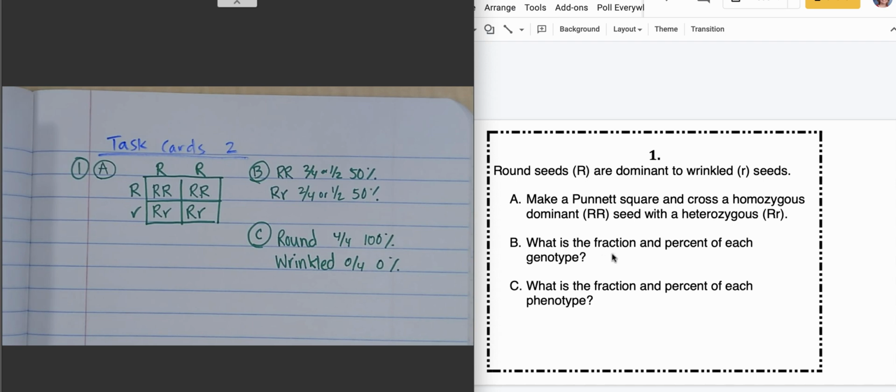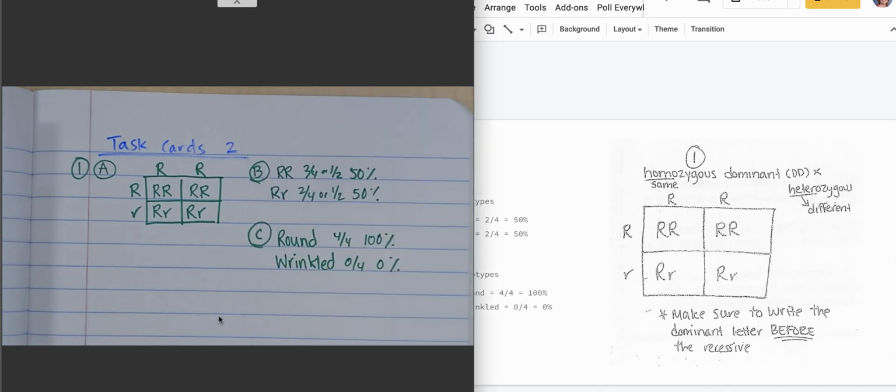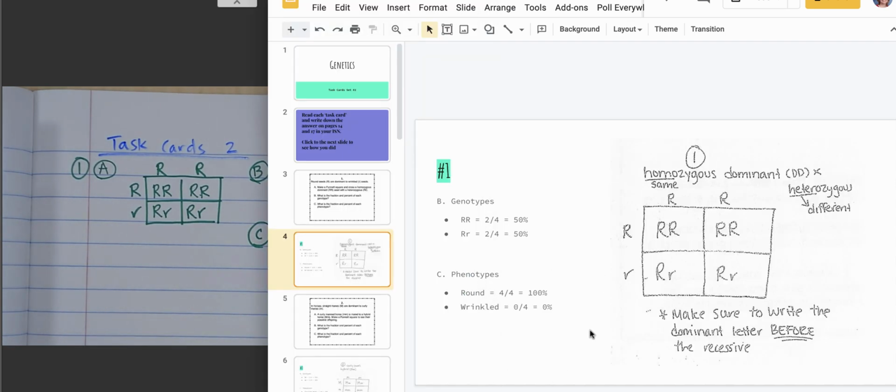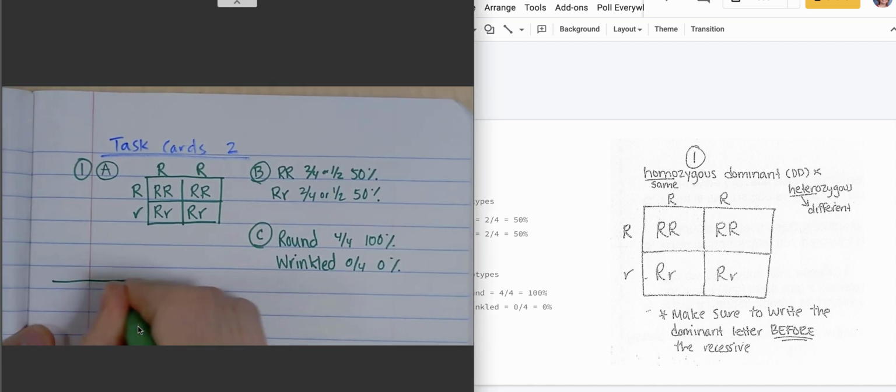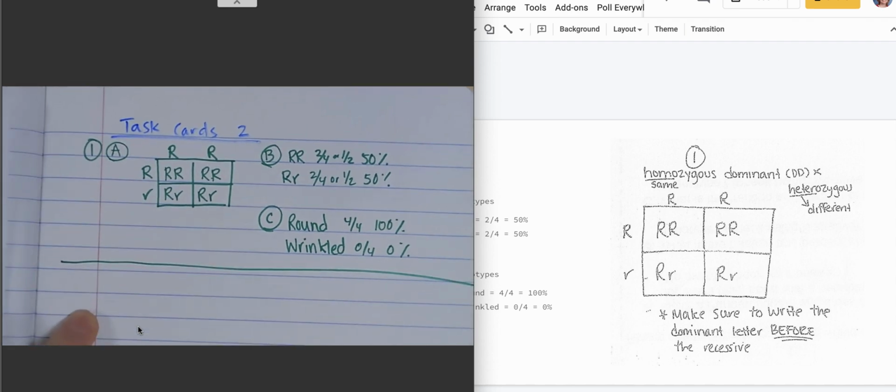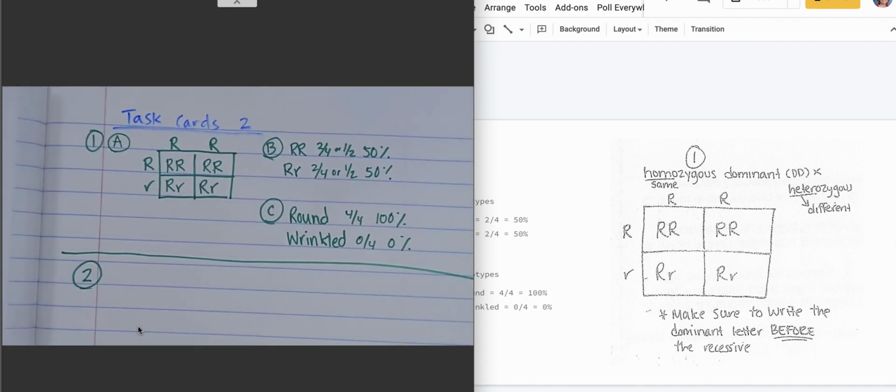And then I'm going to click the next slide to see how I did. Oh, looks like I did okay. And then I would just draw a line or something and then go on to number 2 and continue on.